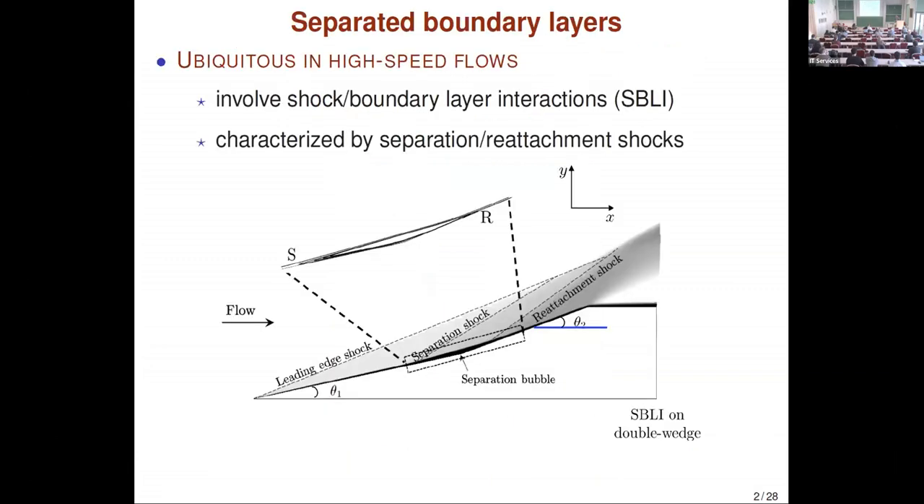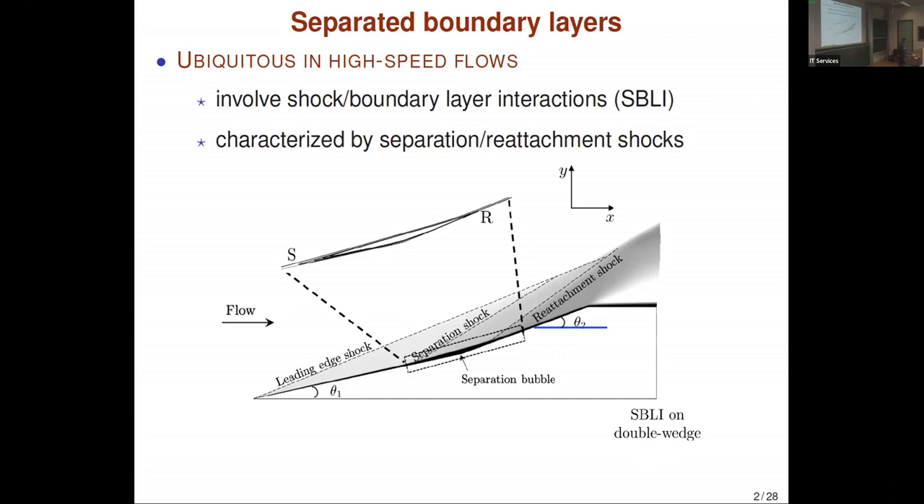Separated boundary layers are ubiquitous in high-speed flows over complex geometries, and they involve shock boundary layer interactions. They're characterized by the appearance of different shocks, in particular both separation and reattachment shocks, and the presence of a small recirculation zone. A canonical flow configuration shown here is the double-wedge geometry, where you have two plates at different inclination angles that meet at a corner around which this separation bubble forms.